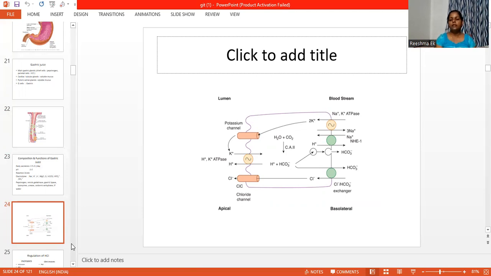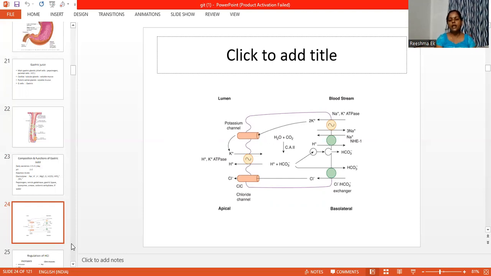So from the blood, H plus ions are secreted into the parietal cell. Water reacts with carbon dioxide to form carbonic acid. Carbonic acid is highly unstable, so it splits into H plus ions and HCO3 minus ions. The H plus ion is released into the lumen of the parietal cell in exchange for K plus ions.